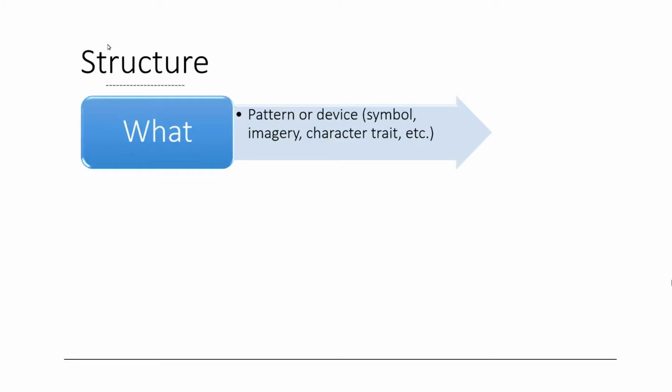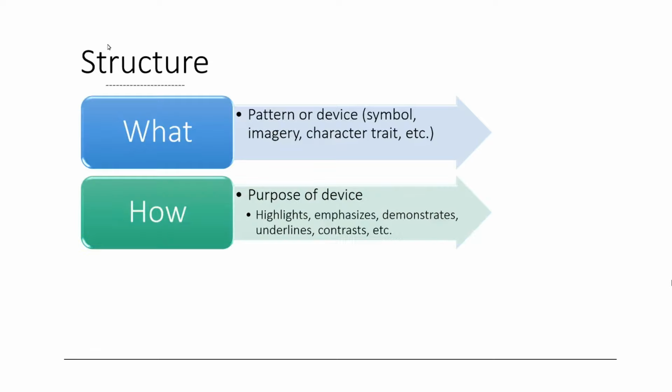Your second part is your how. That's answering the question, what is the function of this device? What purpose does it serve in the text? And you're going to use really active verbs such as demonstrates, highlights, depicts, conveys.